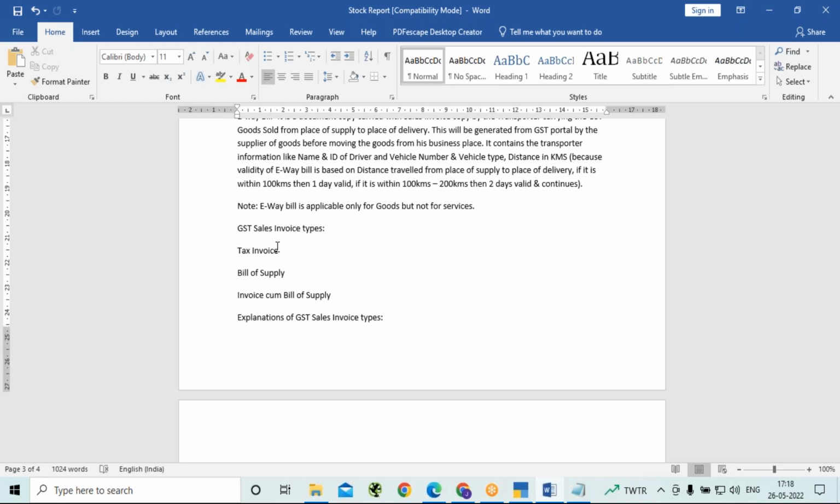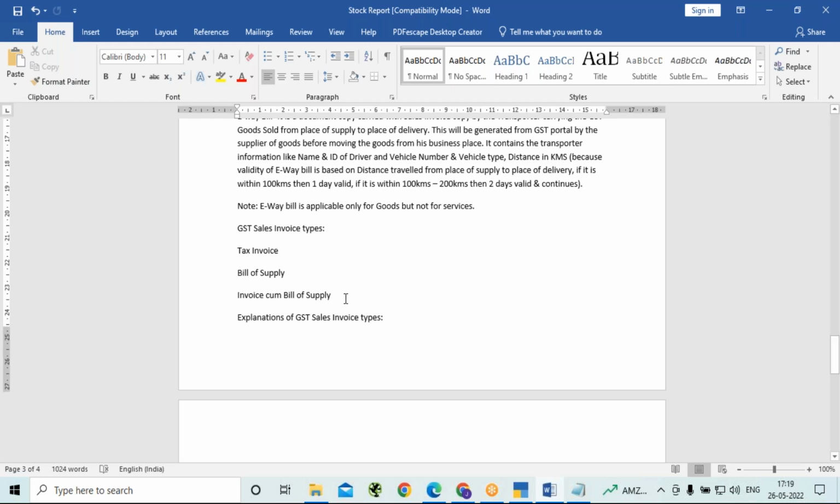When you raise GST sales, it is going to print different types of invoices. If you have a product with tax rates, that is 3%, 5%, 12%, the taxable items or services, then it will be printed in the name of tax invoice. Suppose you do a transaction with nil rated or exempted goods or services, then the invoice type it is going to print is called bill of supply.